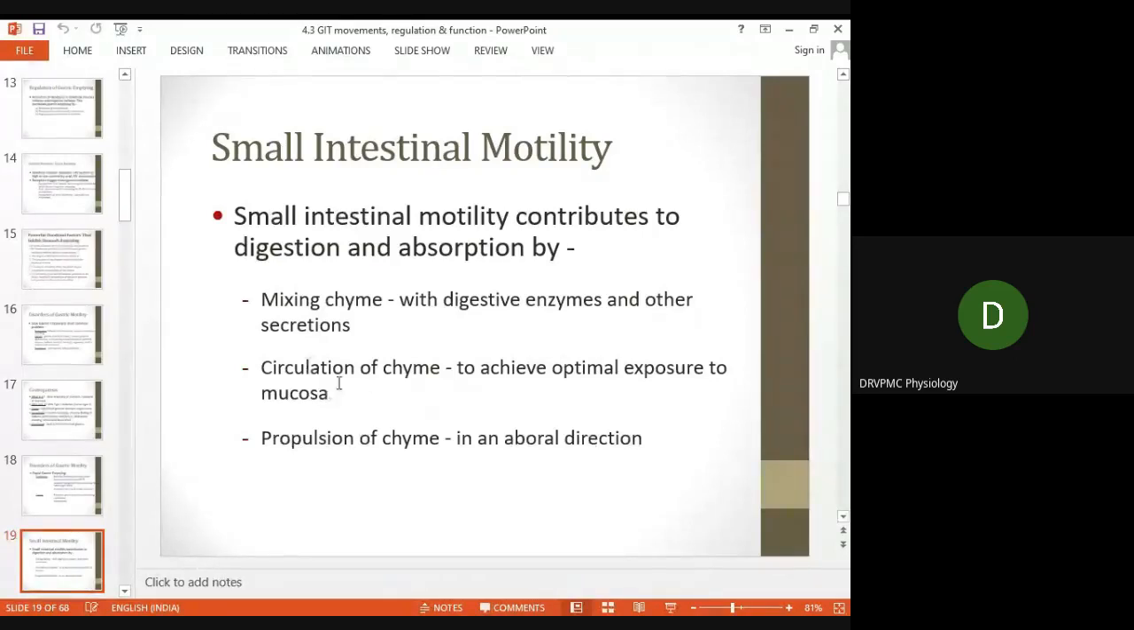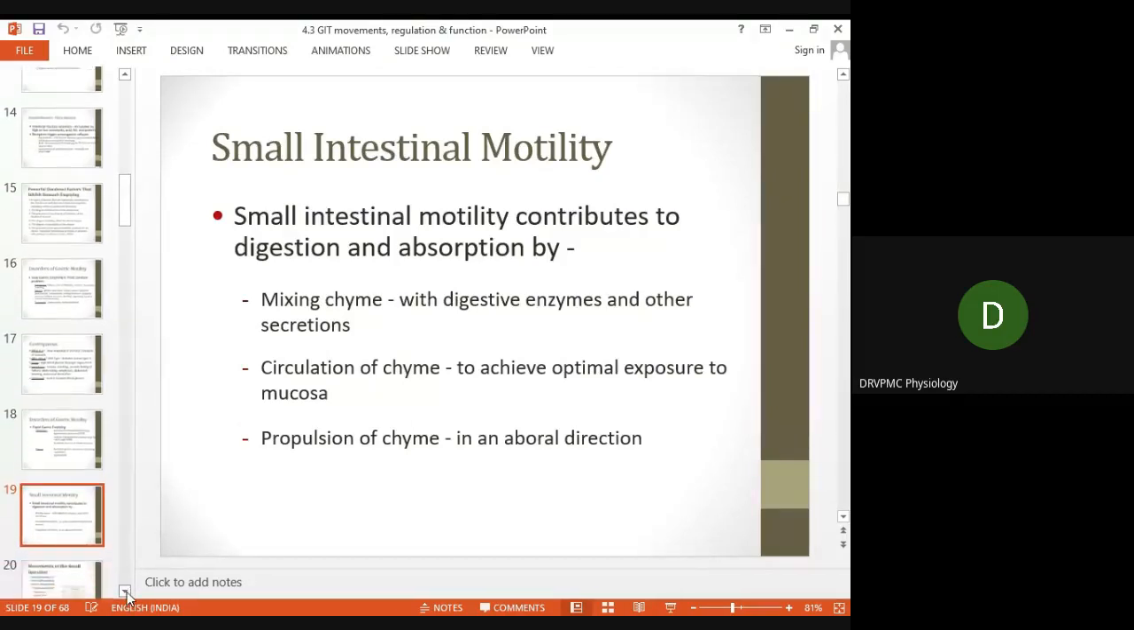The chyme is circulated within the intestine so that it gets exposed to multiple parts of the mucosa, which allows for proper absorption, and propulsion of the chyme in the aboral direction. Aboral is away from the mouth, so towards the anal direction. The chyme moves gradually towards the anus, that is propulsion of chyme in aboral direction.